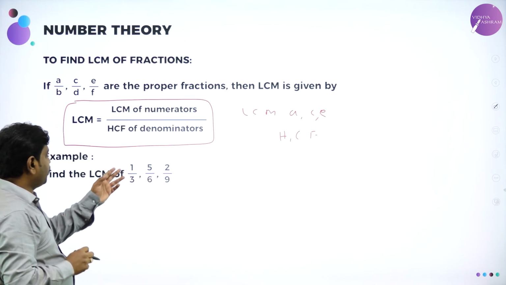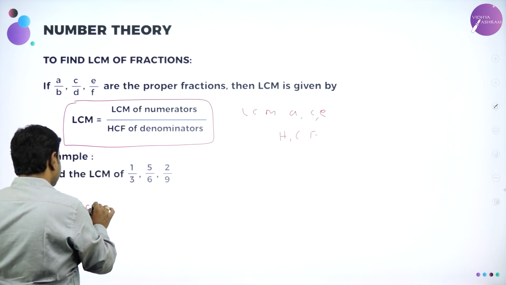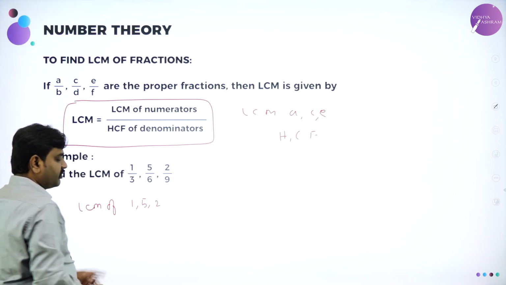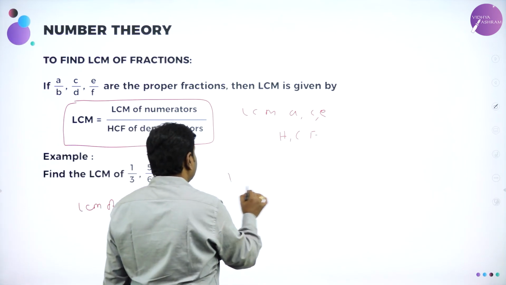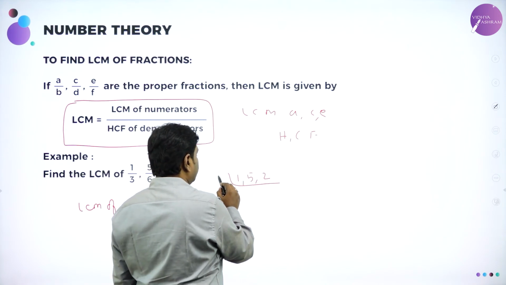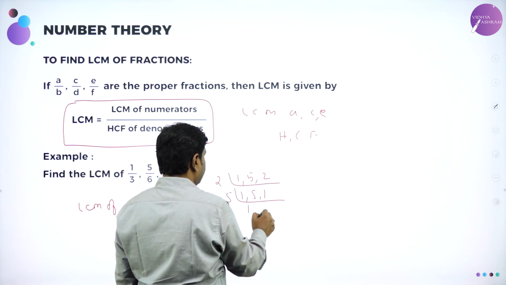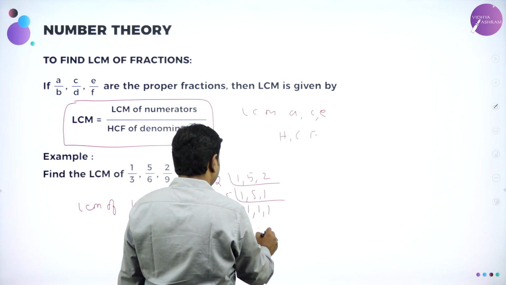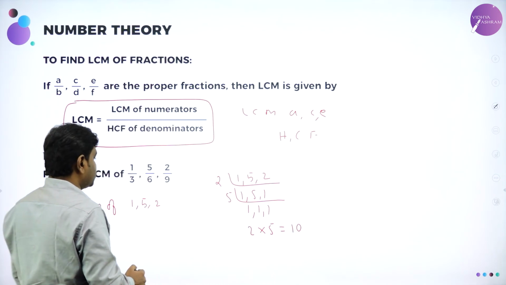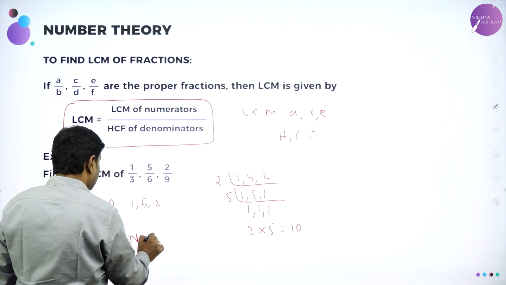Now, they want the LCM of 1 by 3, 5 by 6, 2 by 9. So what will we do? First find the LCM of the numerators. What are the numerators? 1, 5, 2. Find the LCM for 1, 5, 2. I'll do the division method. 1, 5, 2. Not all are divisible, so bring them down. First 2, then 5, 1, 1, 1. So the LCM is 2 into 5, which is 10. The LCM of the numerators is equal to 10.